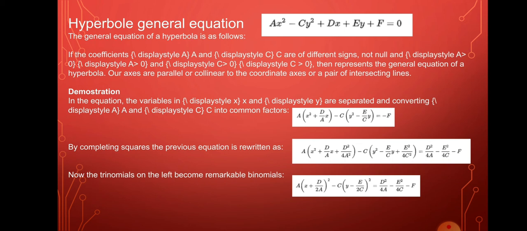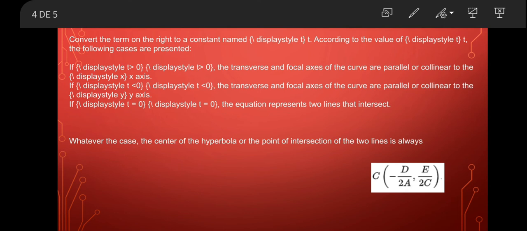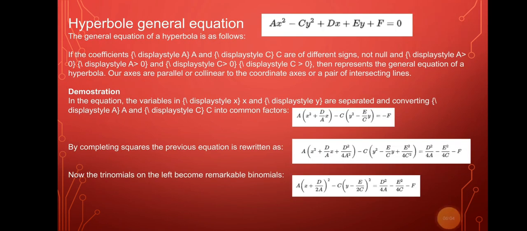Hyperbola general equation. The general equation of a hyperbola is as follows: Ax squared minus Cy squared plus Dx plus Ey plus F equal to 0, if the coefficients A and C are of different signs and not null.